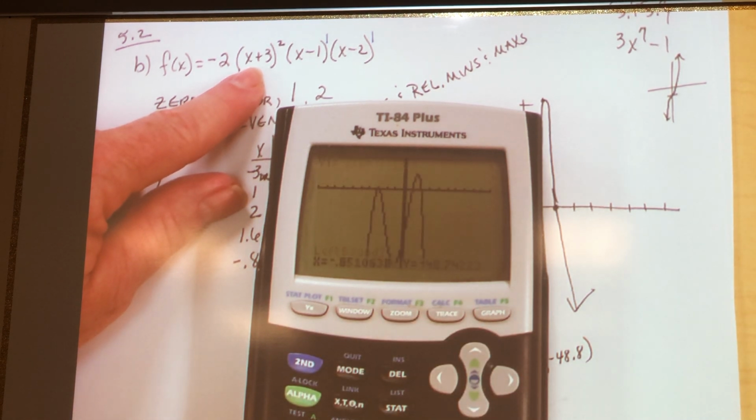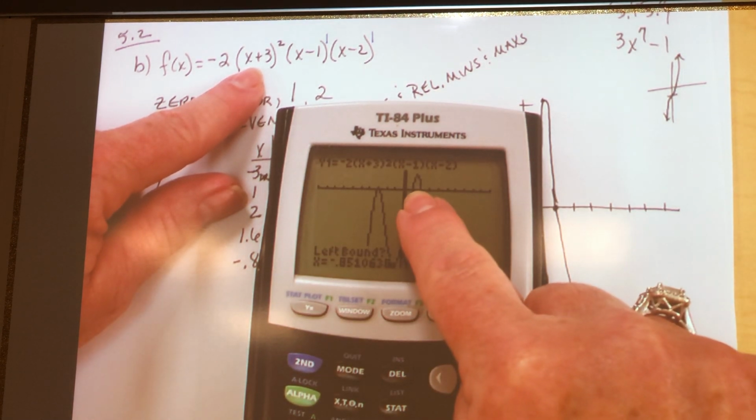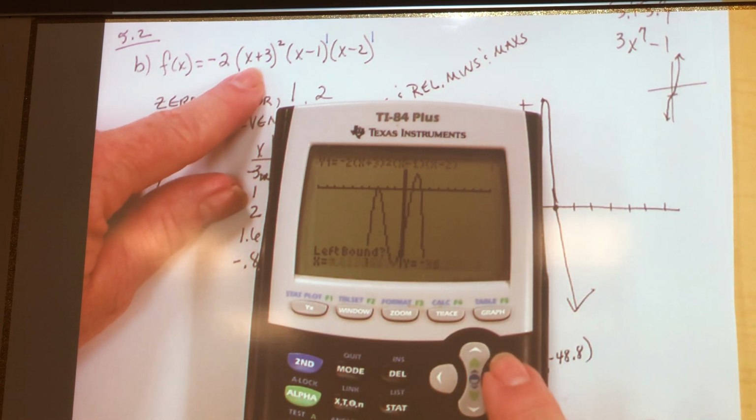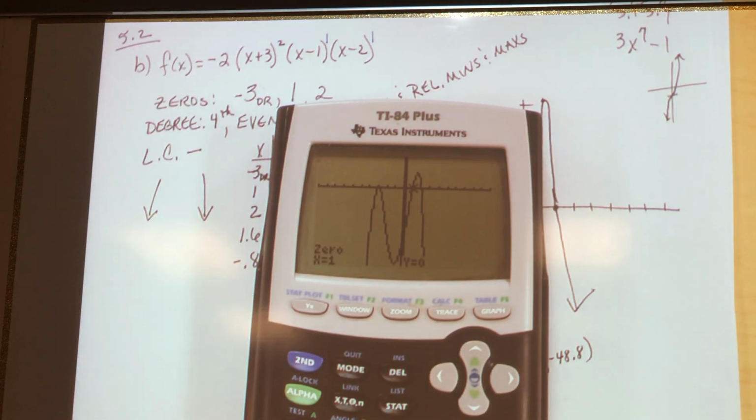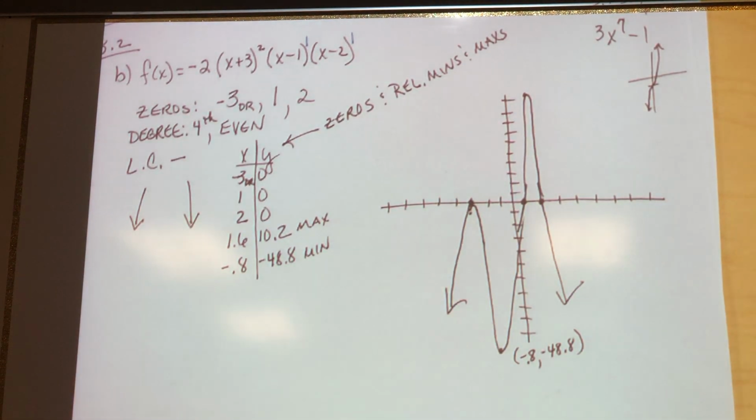Second and calculate. Number 2, a 0. I'm going to find that one right there. So left bound. Right bound. 1, 0. So that's what I want you to do. Anybody got a question?